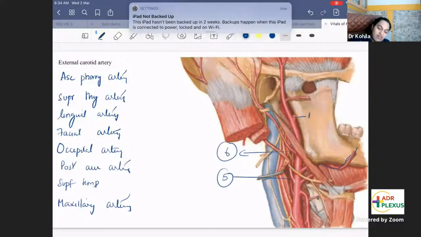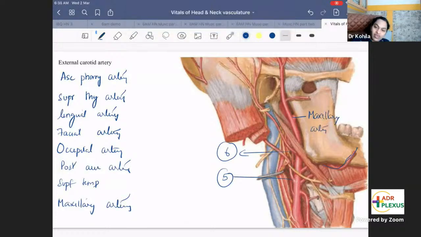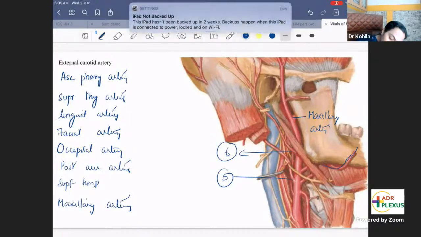This is the maxillary artery. Mnemonic for external carotid artery. I thought you guys knew it. I'll tell you. So this is the superficial temporal artery. You want a mnemonic to remember the branches.